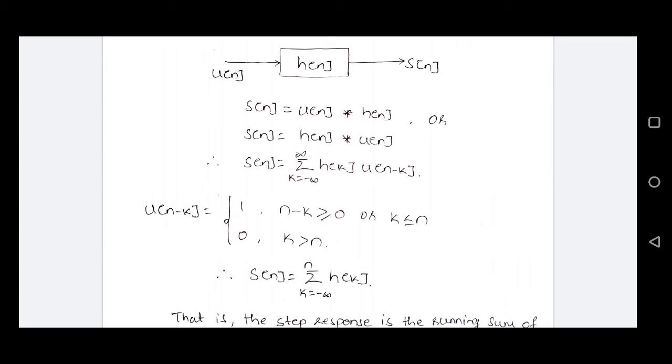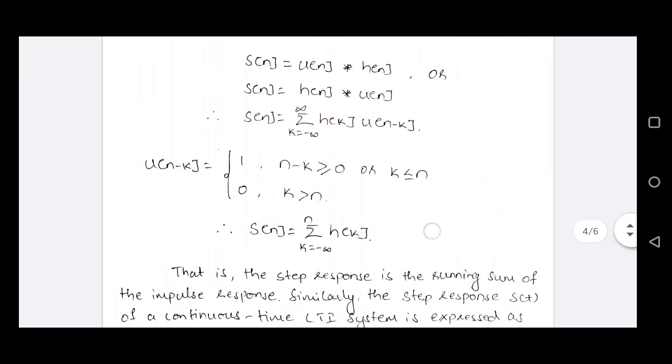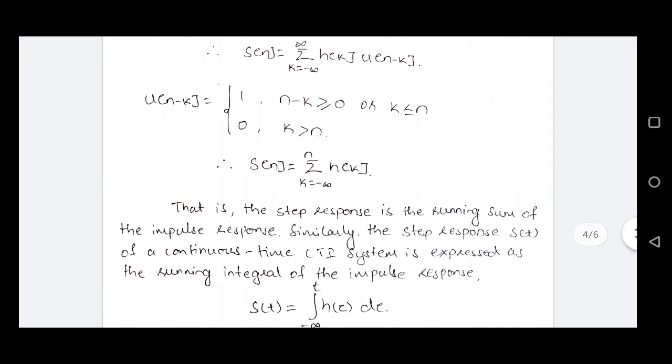Now using this result in the convolution summation, we get s of n equal to the summation over k, where the lower limit will be minus infinity itself, but the upper limit will be n, because the unit step function u of n minus k will be 1 for k less than or equal to n only. For k greater than n it will be 0, so the entire summation will be 0. So the lower limit will be minus infinity and the upper limit will be n, of h of k.